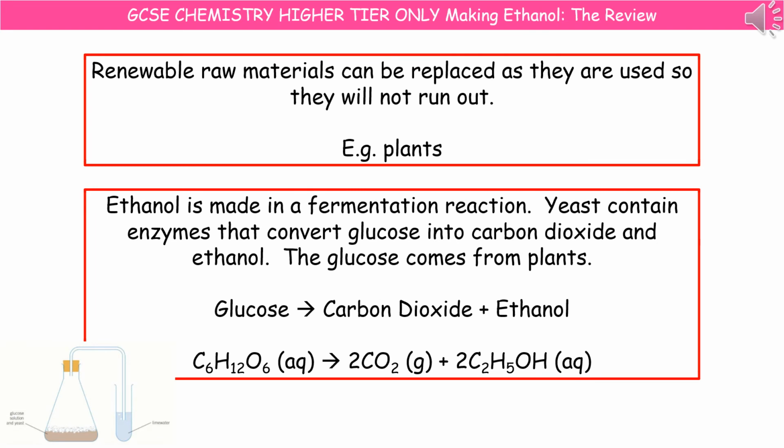The second thing we're going to look at today is how we make ethanol. So we've got 2 different methods for doing this. The first one uses renewable raw materials, which we can replace as they're used so they don't run out. So these would be things like plants. And the way we do this is that ethanol is made in a fermentation reaction. So yeast contains enzymes that convert glucose into carbon dioxide and ethanol, and the glucose that we're using comes from plants. So I've given you the word and balanced symbol equation there for the reaction.